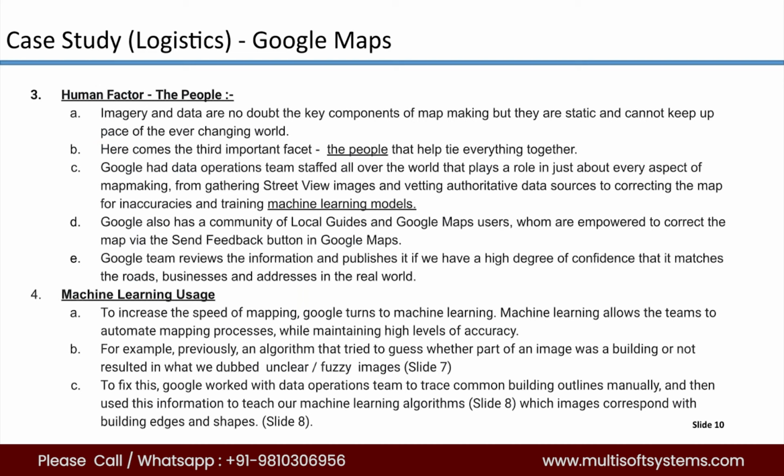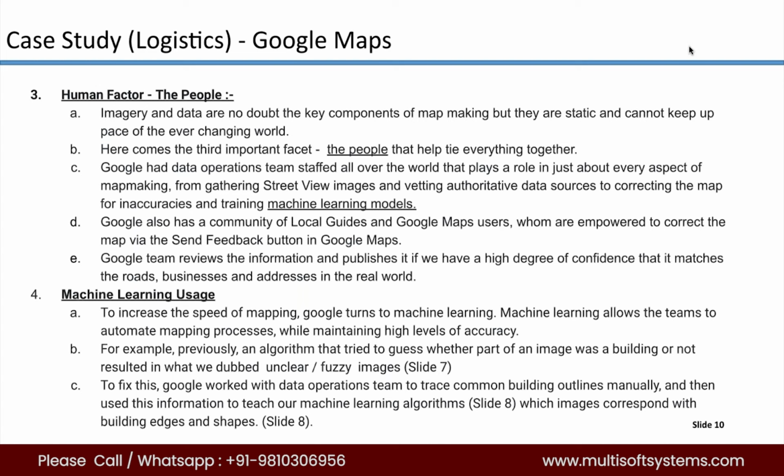Google had data operations teams staffed all across the world that play a role in just about everything, right? It's about every aspect of map making, from gathering street view images and vetting authoritative data sources to correcting the map for inaccuracies and training machine learning, right? It's an extensive case study. Read it later on, guys, when you have time.